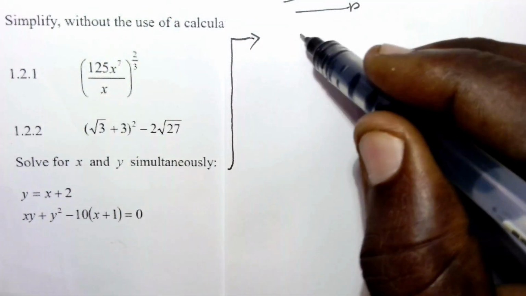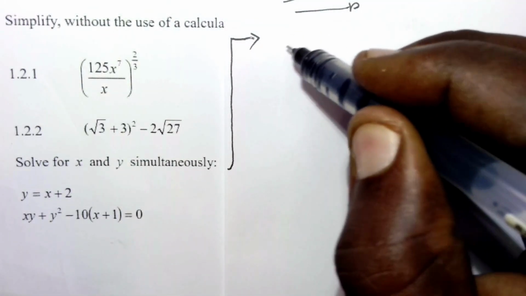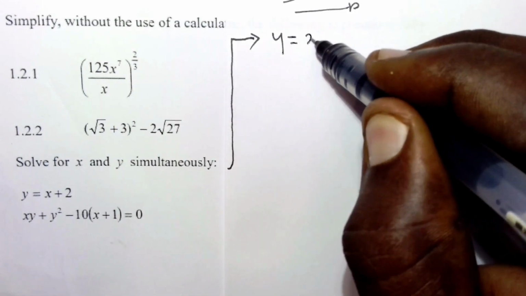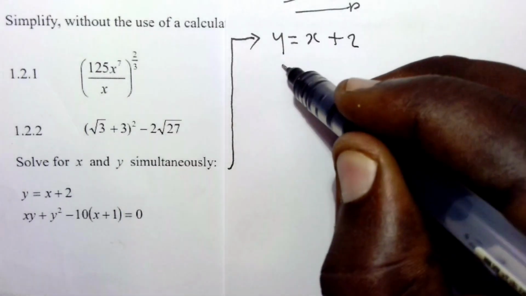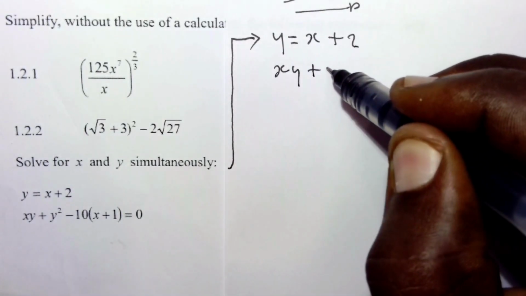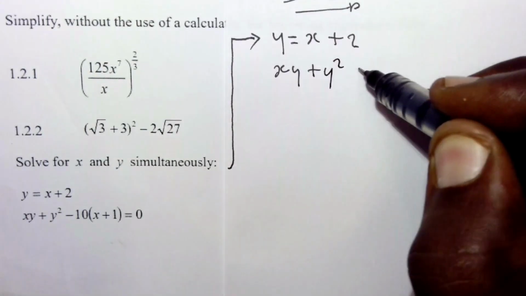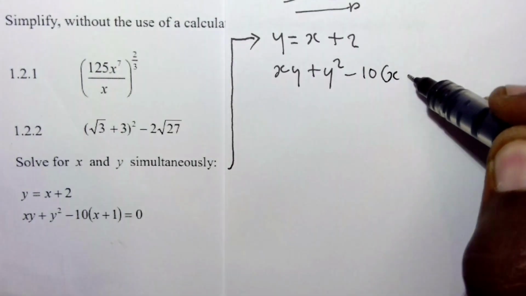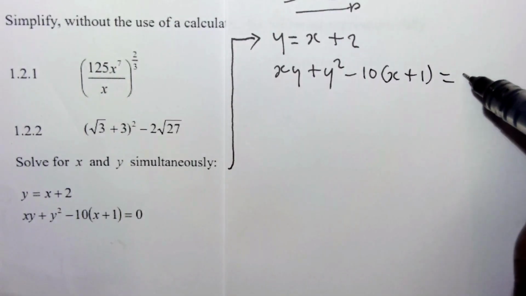So I'm starting this one here. What is given here? We are given y equal to x plus 2. And then we are given xy plus y squared minus 10 into x plus 1 equal to 0.